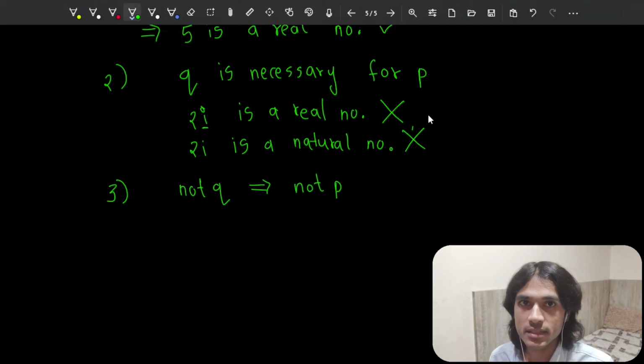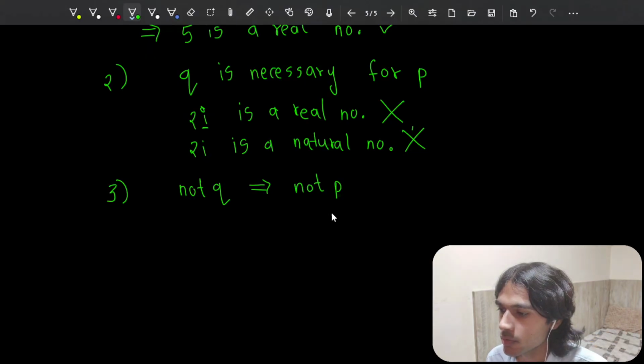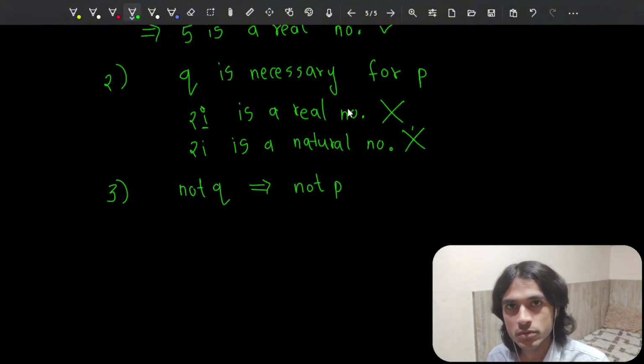So suppose there is a P statement. If I take its negation, let's say I say P as a statement, X is a natural number. So what will be the negation of P? That X is not a natural number, right? So if I use not Q and not P, then the statement 2i is a real number is a not Q statement. And if I consider the not Q statement 2i is a real number, then it is true, right?